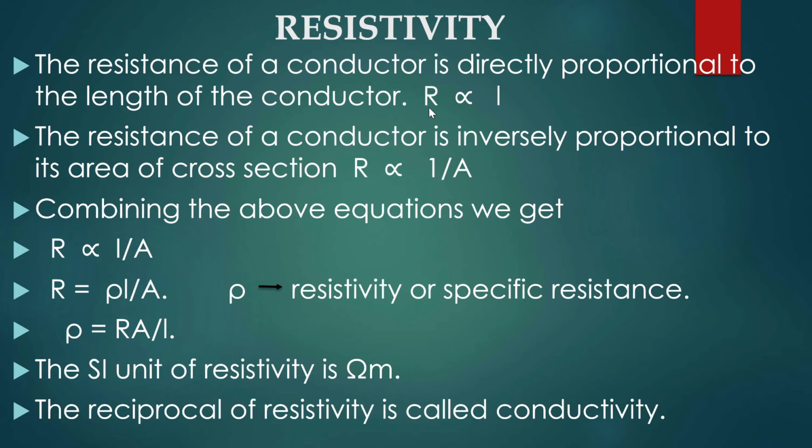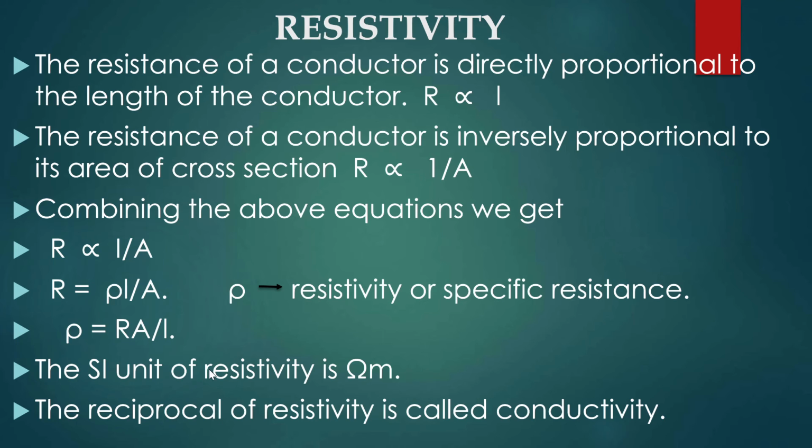Now combining these two equations, this is your first equation and this is your second equation. When we combine both equations, we can write together that resistance is proportional to L by A. Whenever we remove the proportionality sign, we get a constant. So R equals a constant, which is called rho. The symbol rho is the symbol of resistivity or specific resistance. R equals rho L by A. So on rearranging, rho is equal to RA by L. So this is specific resistance, also known as resistivity.